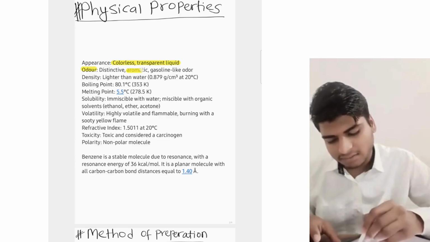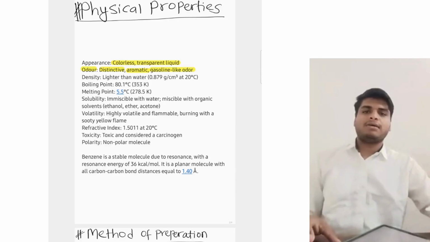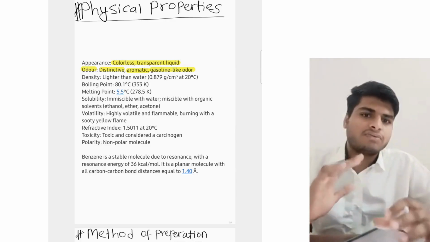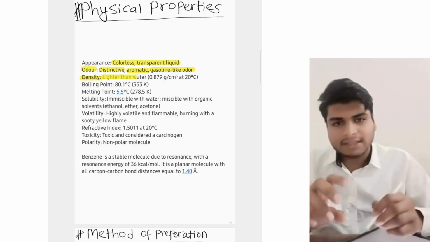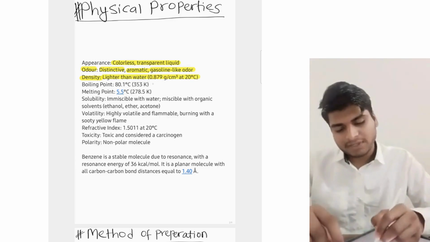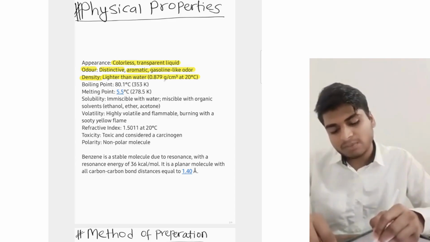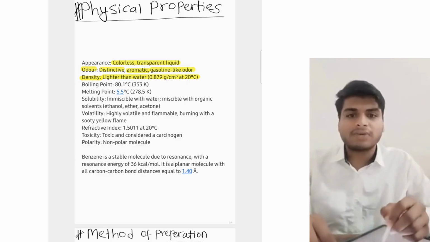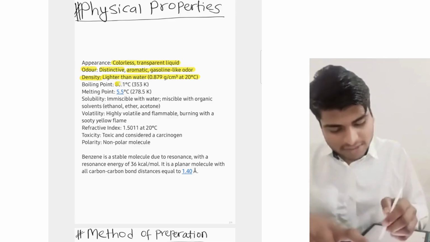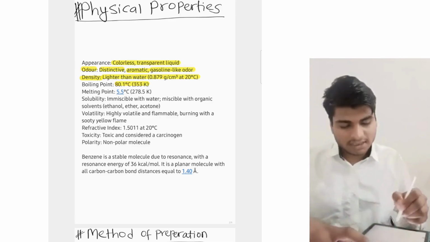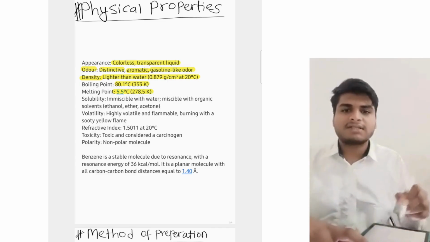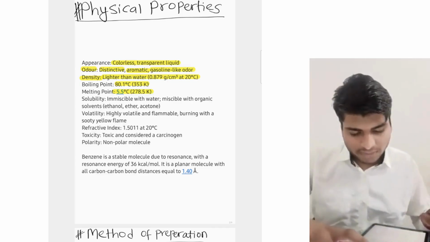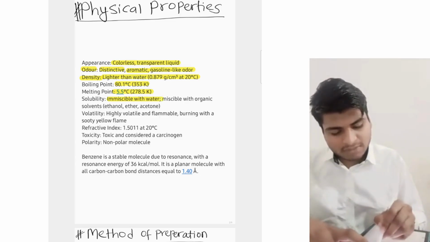And odor means aromatic. It has an aromatic and distinctive gasoline-like odor, like the smell of gas. Density: it is lighter than water. The density of benzene is 0.879 gram per centimeter cube at 20 degrees Celsius. The boiling point of benzene is 80.1 degrees Celsius, which is 353 Kelvin. And the melting point is 5.5 degrees Celsius or 278.5 Kelvin.